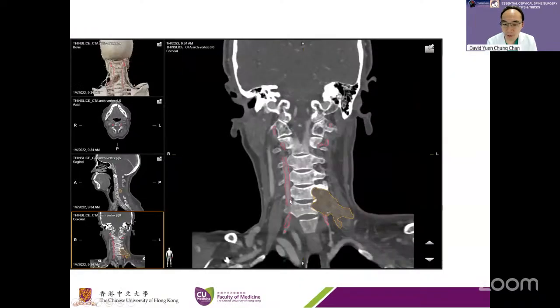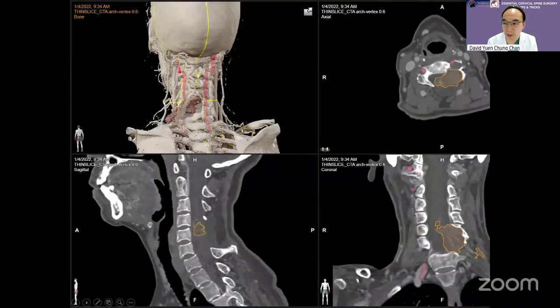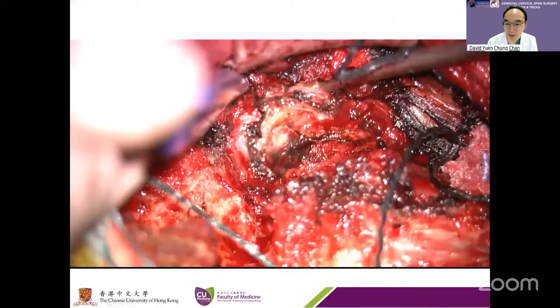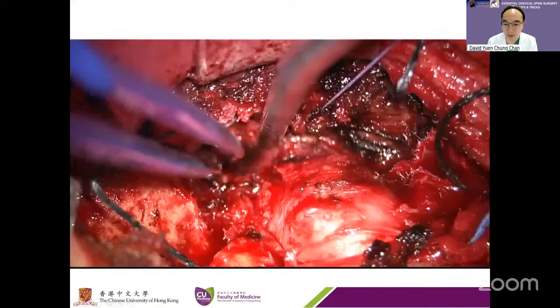So it's important to have good pre-op planning, and also with CT reconstruction, which shows the bony defect, and also do a CT angiogram, which can localize the course of the vertebral artery to minimize the risk of intraoperative vertebral artery injuries.